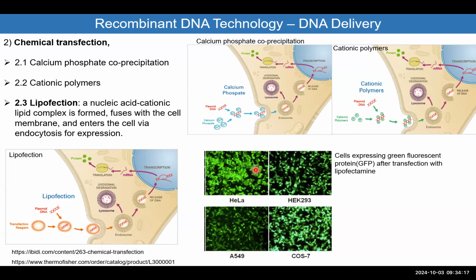And this is an example where different types of cells were transfected with a plasmid to overexpress the green fluorescent protein by using Lipofectamine, which is one of the lipofection reagents.